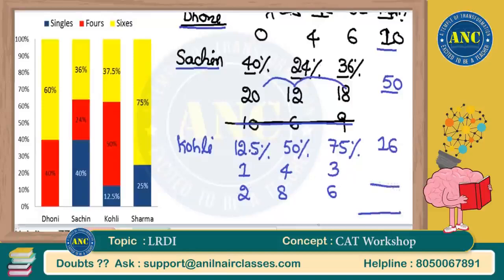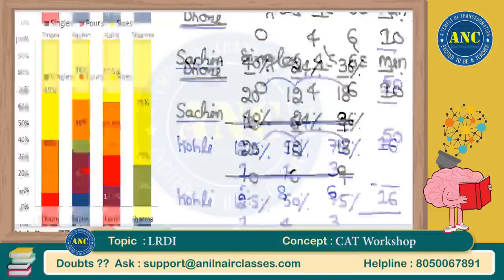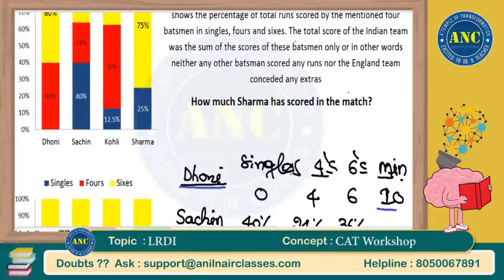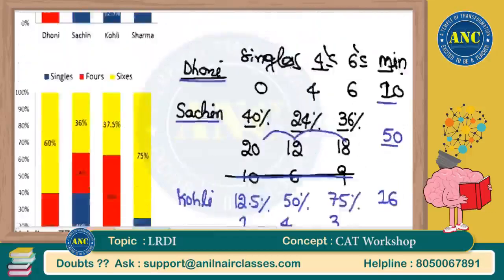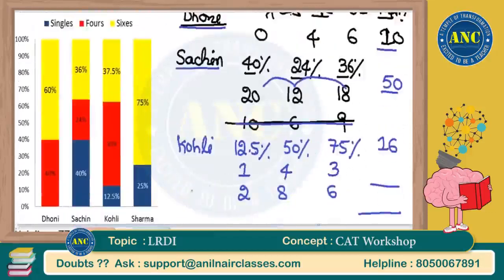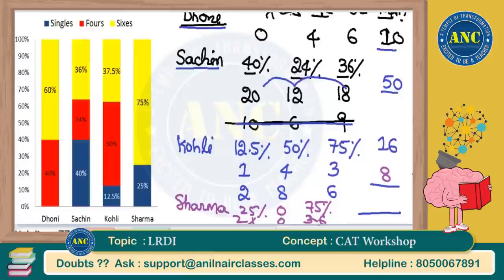What is the question? In this question it is given the total score of the Indian team. The total score of the Indian team was the sum of scores of these batsmen only. I think there is one more person, Sharma. Sharma, if we calculate 25, 075. So this is 103. Next will become 206. So Sharma's minimum score is 8.